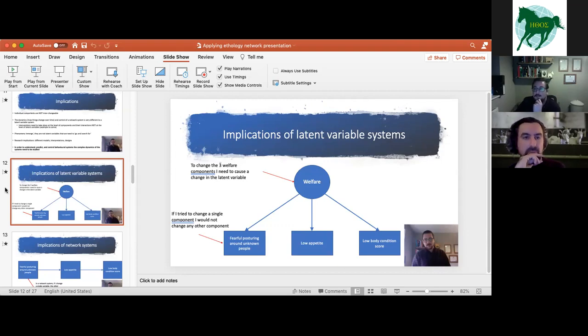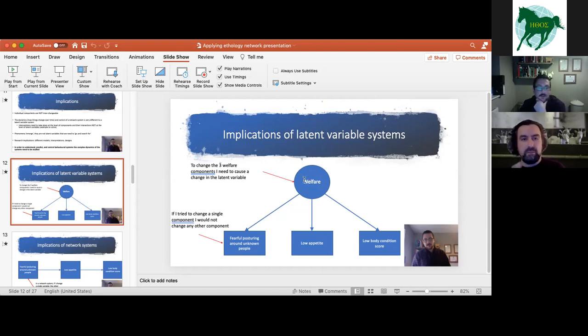Yeah. But with the arrows as they are right now, welfare would impact, for example, low appetite and low body condition score. So wouldn't that be a relationship, just with an in-between stop with welfare as a term included, having an effect on the other parameters as well? Or did I just miss one step that prevents something like this from happening?